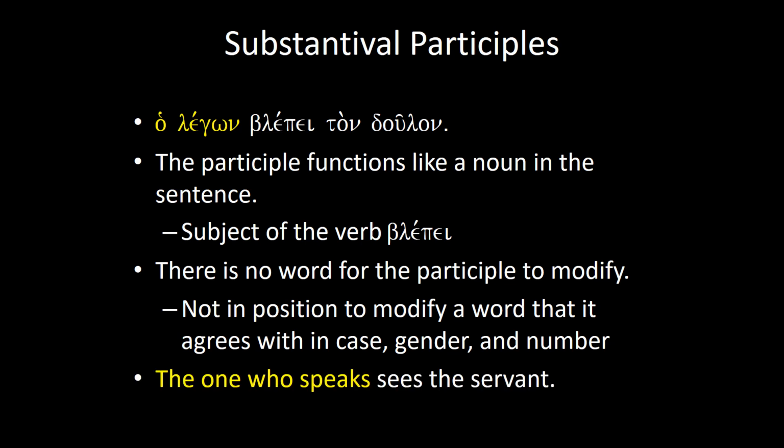So what we could say is the one who speaks, the speaking one. Since it's masculine, we could say the man who speaks. But usually if you do a generic translation, the one who speaks, that's how they would do it. Now if it were feminine, then they're intentionally saying this is the woman who speaks. And if it were neuter, it would be the thing that speaks. But for the masculine, a good basic normal translation is the one who speaks, unless you think it's emphasizing someone's maleness, in which case you would say the man who speaks. So this would be acting like a subject of the verb blepe. The one who speaks sees the servant.